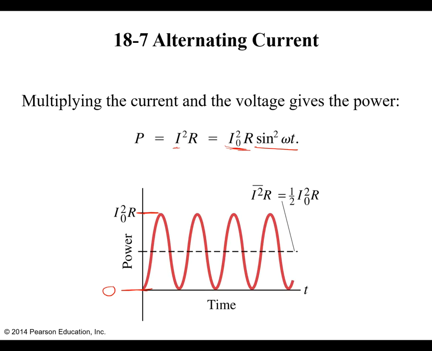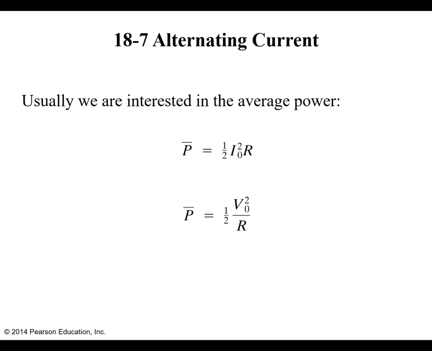Now, if we want to find the average power, then we need to find the average current squared. Since the current squared oscillates between 0 and the peak current squared, the average then would be right in the middle. It would be 1/2. And so the average power of an alternating current would be 1/2 of the peak current squared times the resistance.